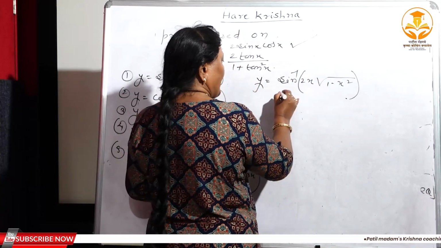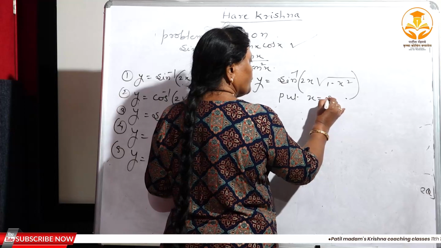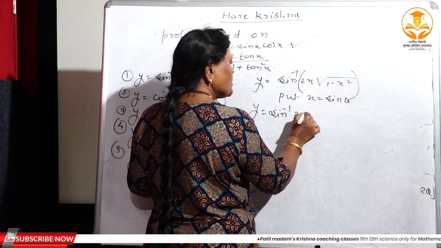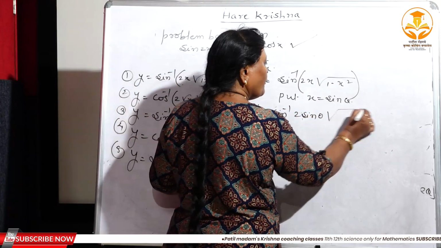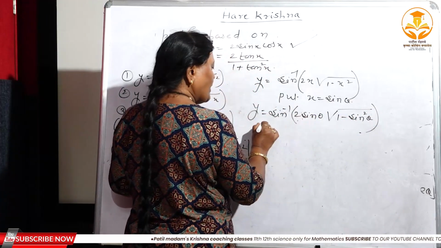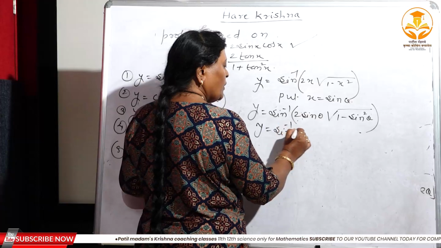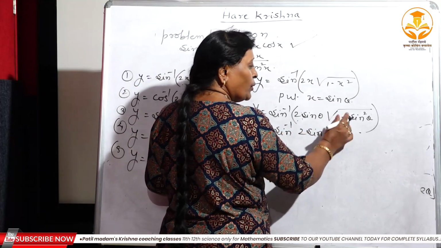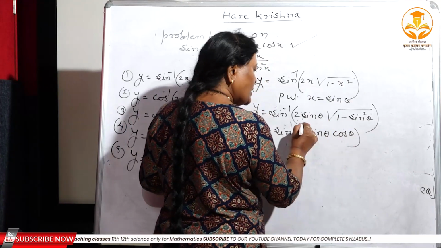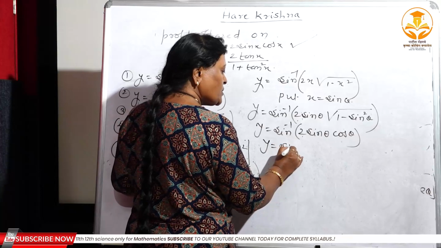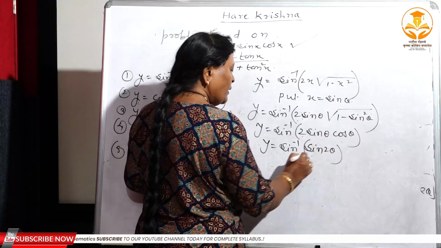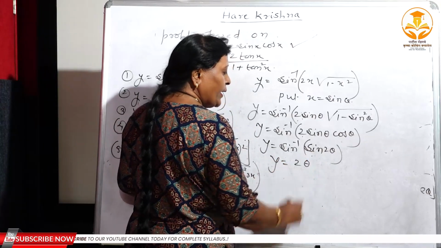Here you have to put x is equal to sin theta. Now see, you have y is equal to sin inverse of 2 sin theta root of 1 minus sin square theta. Now again y is equal to sin inverse of 2 sin theta root of cos square theta, and out of the root you can write cos theta, isn't it? Therefore y is equal to sin inverse of 2 sin theta cos theta. This is the formula of sin 2 theta, right? Again sin inverse and sin get cancelled, you will get 2 theta.